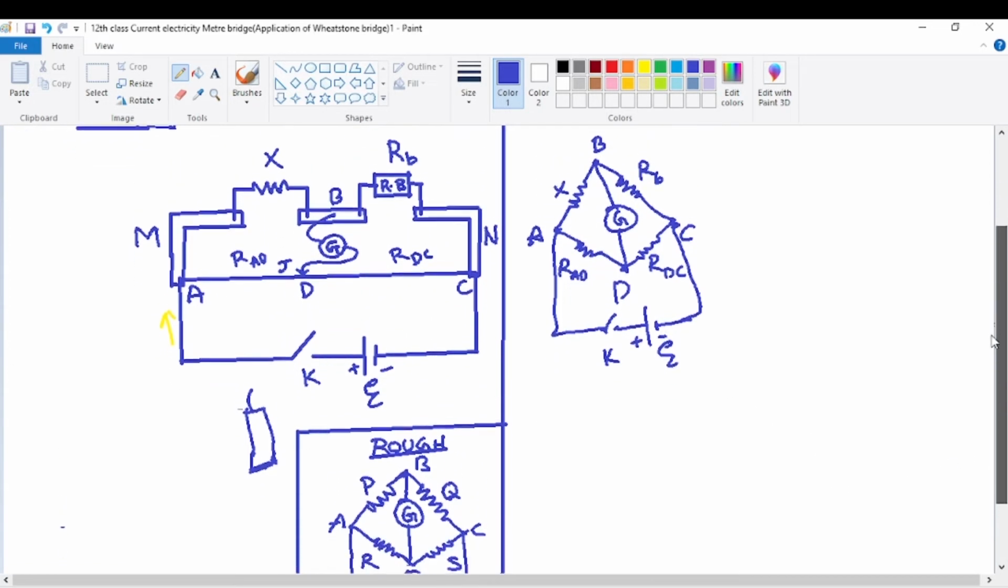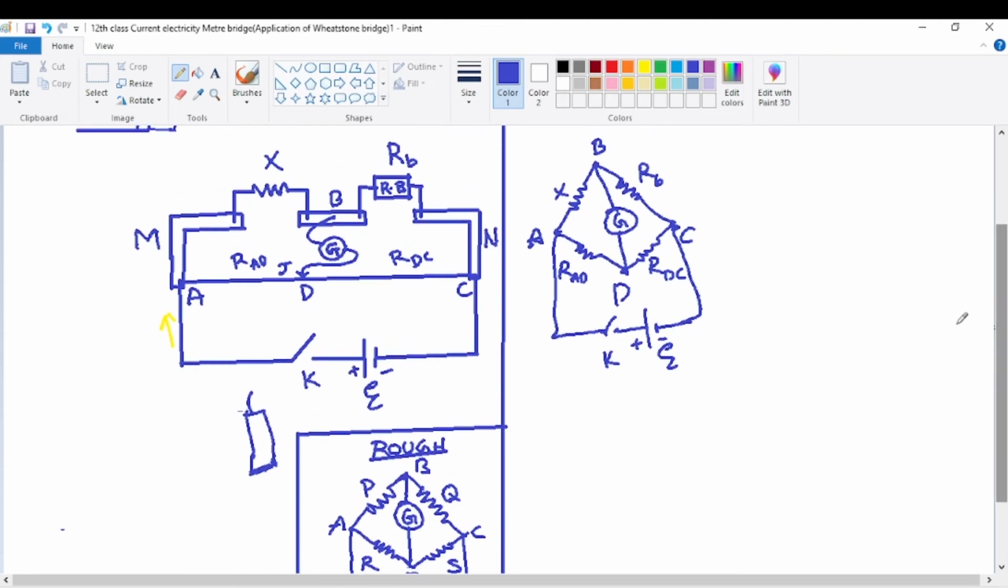So now just observe here. This is the left hand X. So X is like P. This is exactly like P. I'll use a different color. I don't want to change the actual diagram. So this is P. This is Q, and R_AD is R, and R_DC is S. That is very simple.